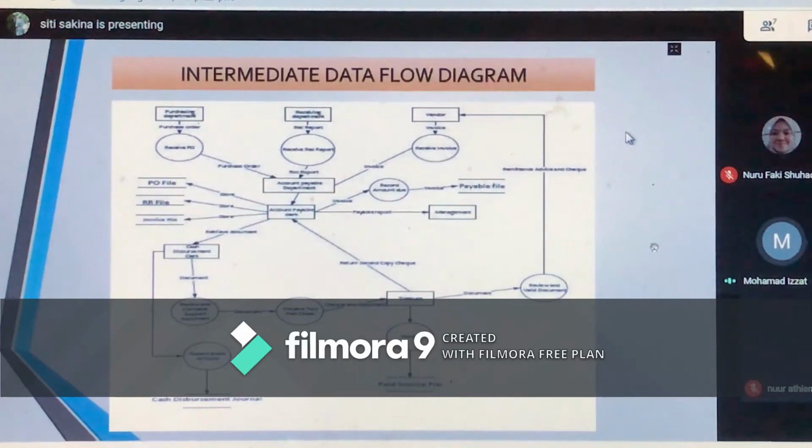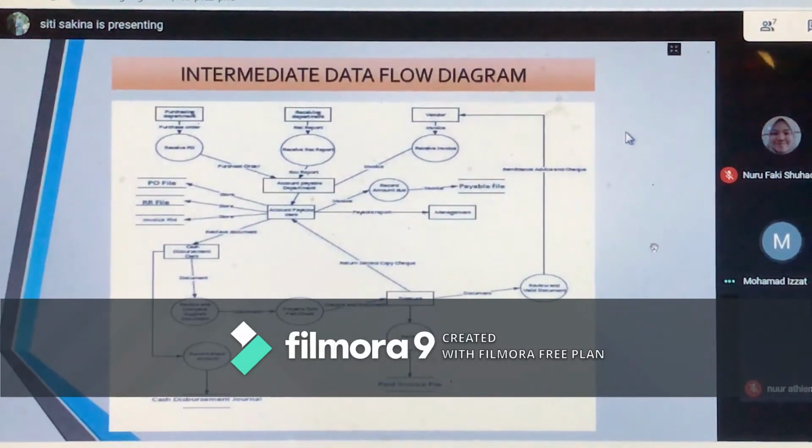First process is the purchasing department, receiving department, and vendor give the purchase order, receiving report, and invoice to the account payable department. We have a rectangular symbol for purchasing department, receiving department, and vendor. The arrows are for the purchase order, receiving report, and invoice. That circle process receives the documents to the account payable department.